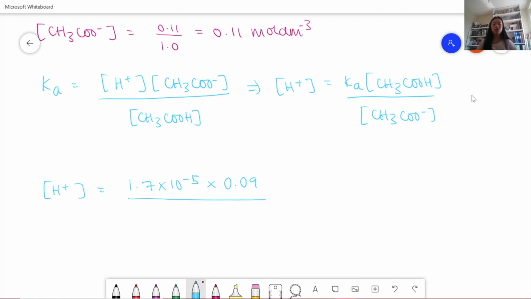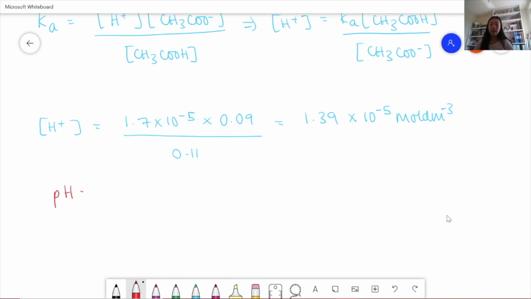And then on the bottom we have the concentration of ethanoate, which is here, so that's 0.11. And this gives us 1.39 times 10 to the minus 5 moles per decimeters cubed. And then finally, we use the pH formula to find the pH. So we get pH is equal to minus log to the base 10 of the concentration of H plus ions, which equals minus log to the base 10 of 1.39 times 10 to the minus 5, which is equal to 4.86.